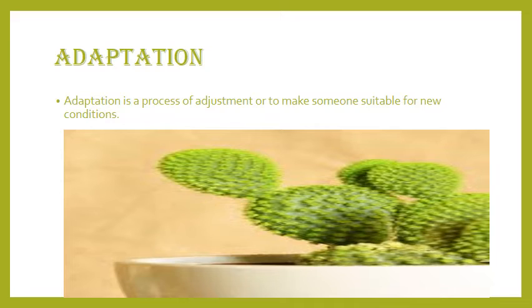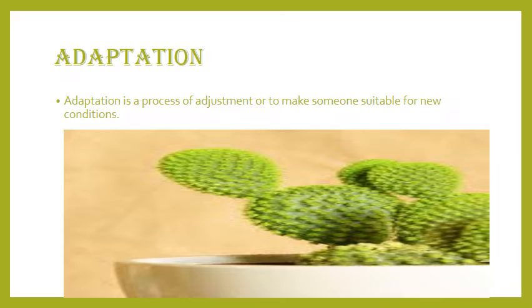This means this plant has adapted to the conditions to also grow in a non-desert area. So we can say adaptation is a process of adjustment, a process of making someone suitable for the new condition. For the cactus plant, this green area is also new, and now this plant has adapted the features to grow in this area also.